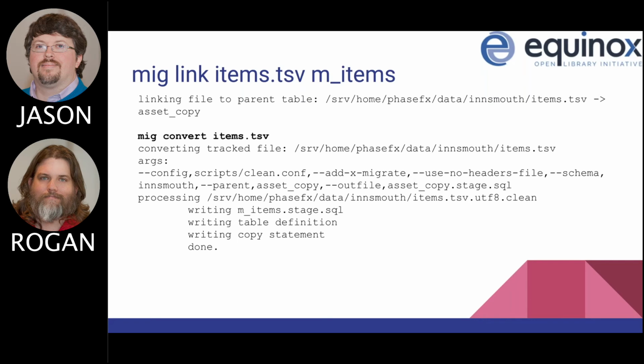And by doing that, it'll just get loaded into its own table that you specify. Say items underscore TSV underscore from someone. I'm not very good at making clever table names. But you do see down here from the output of mig convert, the writing m underscore items.stage.sql. That is the actual SQL file that's created for staging. And you don't even have to do that manually. Mig can stage that for you and run that SQL directly into the database for you.